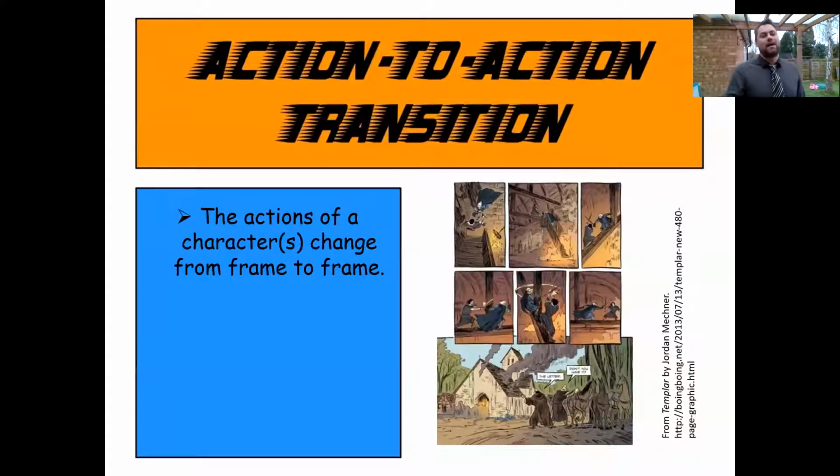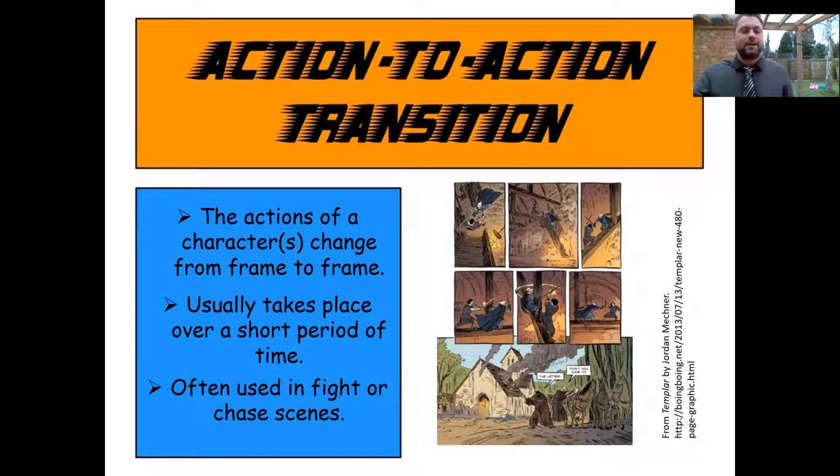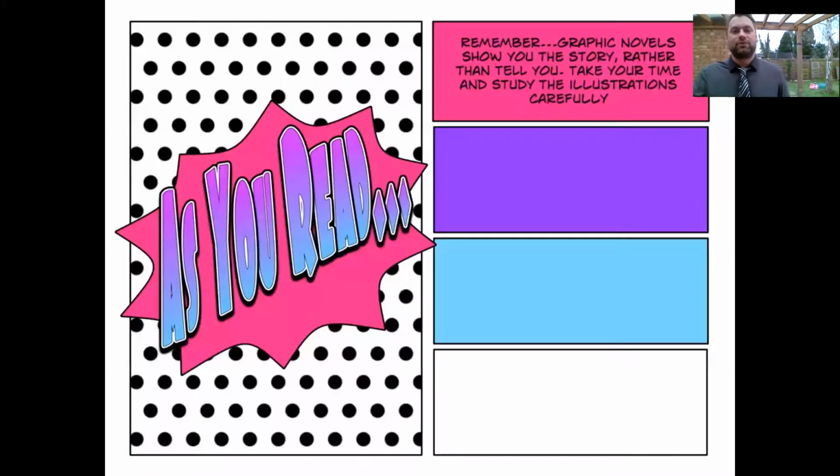Now, actions of characters change from frame to frame. Okay, and you can see here in our pictures that they're having a little bit of a sword fight, having a battle, and you can see that in each picture there's just a little change of what's going on. It takes place over a shorter period of time, these images, okay? Whereas sometimes in comic strips, they can jump time quite significantly, in graphic novels, time seems to go on a little bit longer. And often used in fights or chase scenes for them shorter images. Now remember, graphic novels show the story rather than tell you. Take your time and study the illustrations carefully.